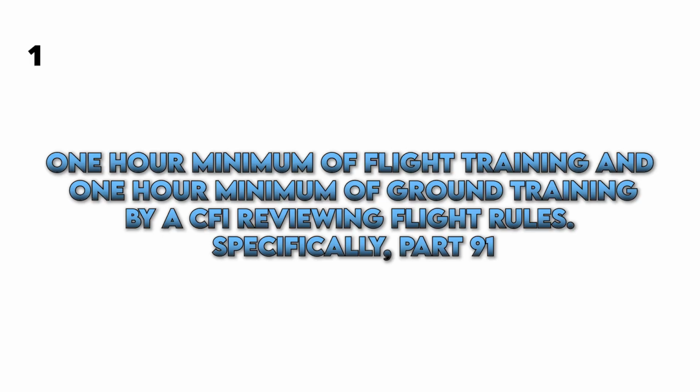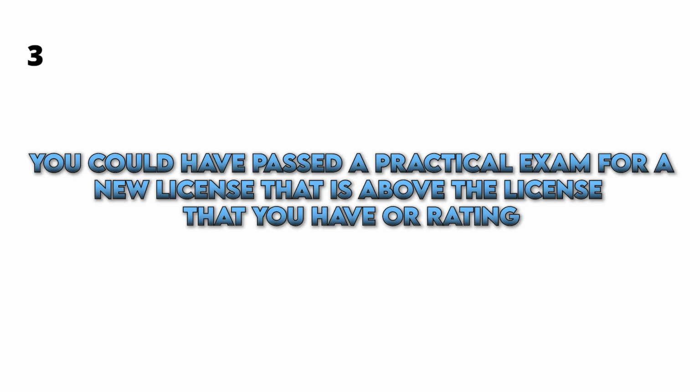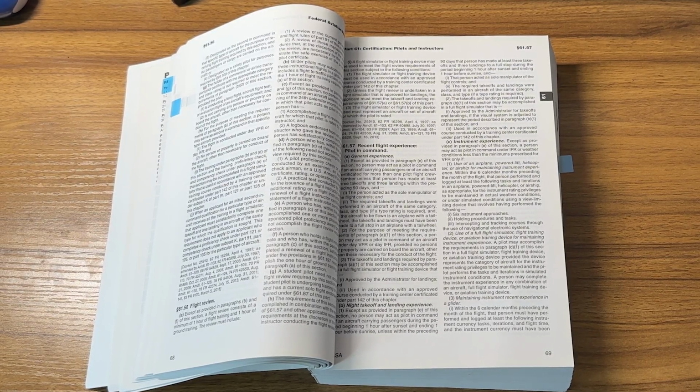First thing is going to be a flight review, 1 hour minimum of flight training and 1 hour minimum of ground training by a CFI reviewing flight rules, specifically Part 91, getting to that soon, and maneuvers. Accumulated Wings credit from the FAA Wings program to equal 1 flight review would also be good in place of a flight review, or you could have passed a practical exam for a new license that is above the license that you have, or rating, and that's about it. Once you pass that, you don't exactly need a flight review for your license.